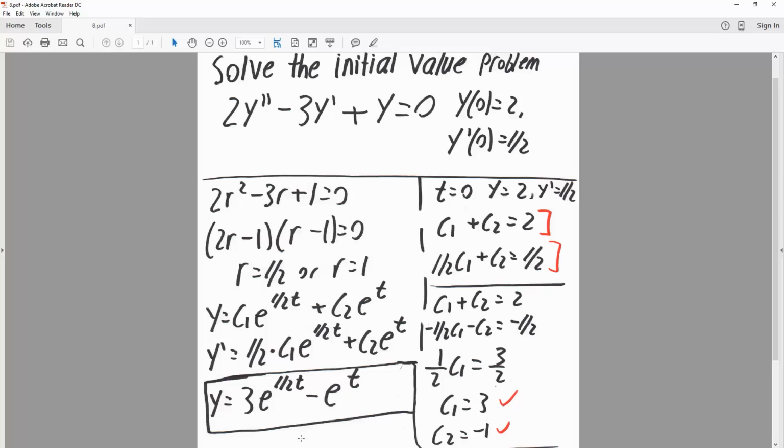And so our equation would be y is equal to 3e raised to 1/2 t minus e raised to t, because c1 is 3 and c2 is negative 1. And so this right here is our final answer. And that's all we need to do for this problem.